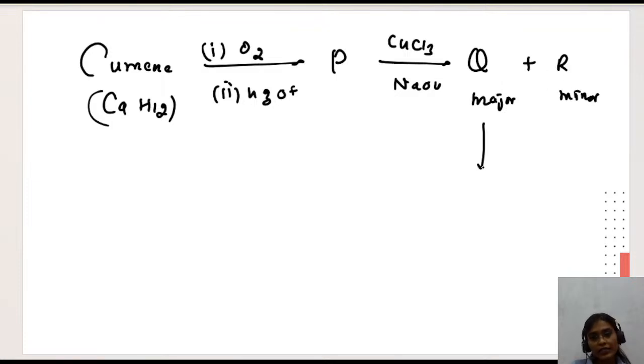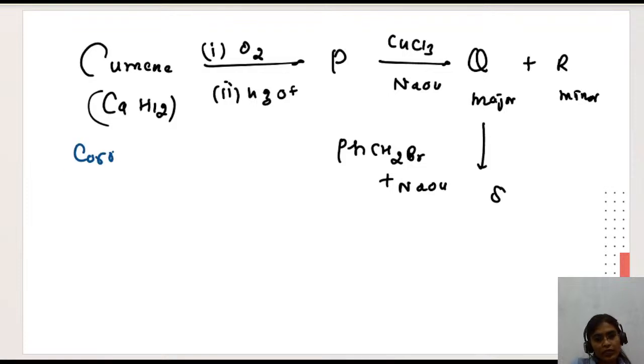Then in this case we are using NaOH and PhCH2Br. Let me write clearly because we are going to use this. So it is PhCH2Br plus NaOH, and then we get some S. So there is some P, then Q, then R, and then S. Q is the major one, R is the minor one. You have to identify the correct statement. There are some statements for you. So you have to identify the correct statement. Let me write the correct statement.